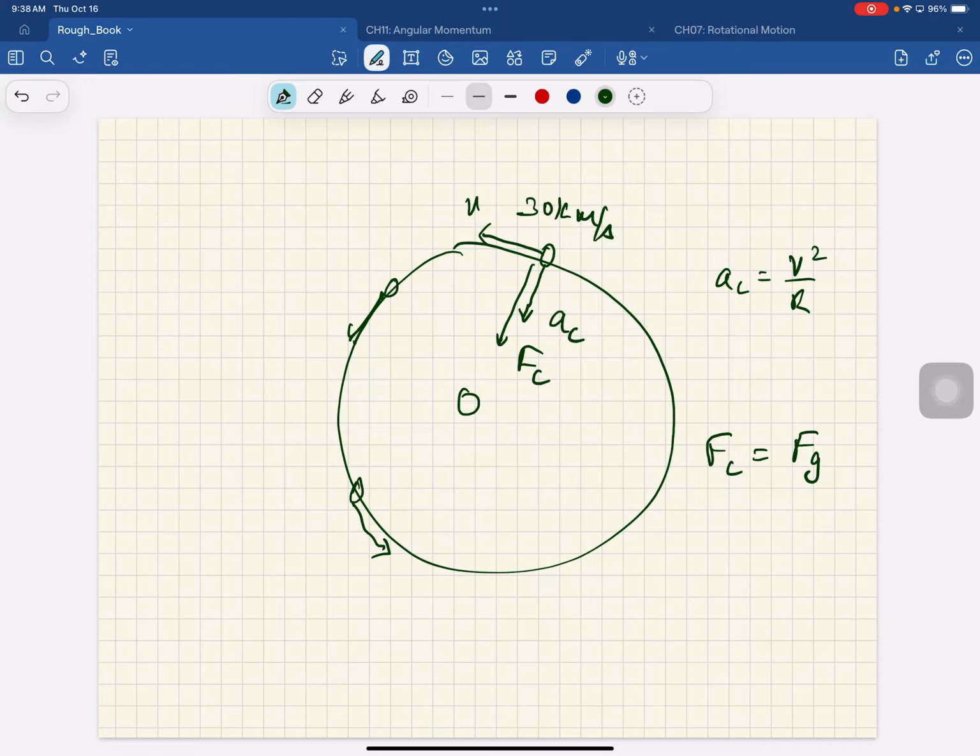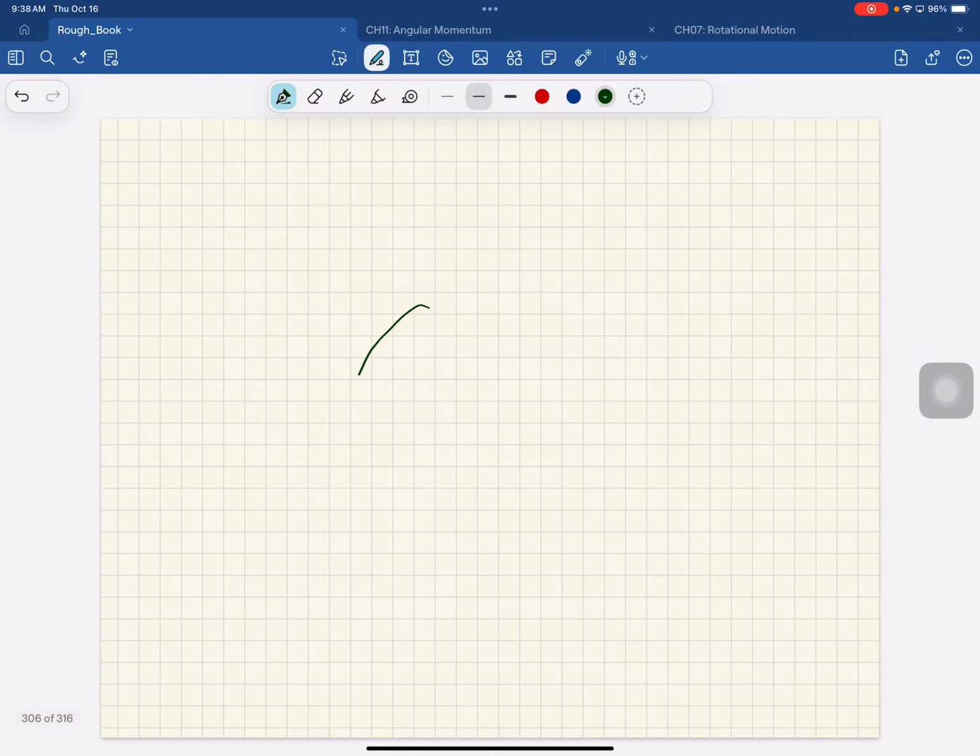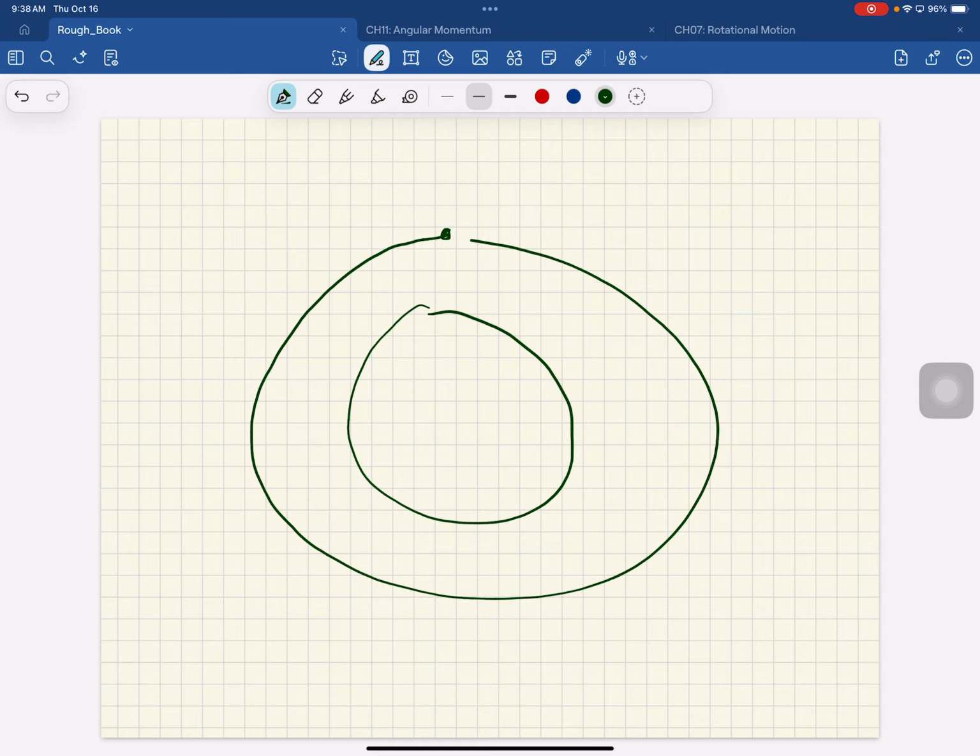The same thing is happening here on Earth. Here's Earth. Here's the International Space Station, which is about 250 miles above the surface of the Earth. This thing is going a little slower. It's going at about 8 kilometers a second, 5 miles a second. And again, it's going at constant speed, but the direction of the velocity is changing. It has a centripetal acceleration. You need a force to make it go around. What is the force?